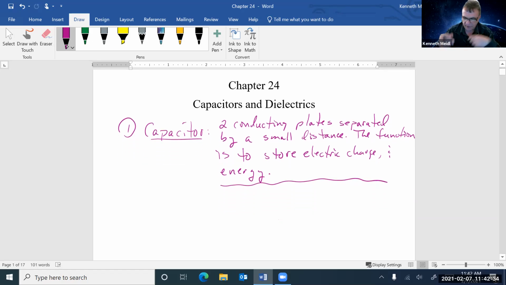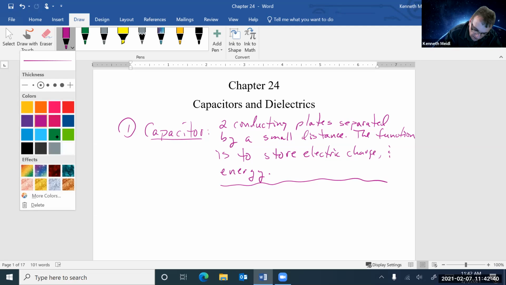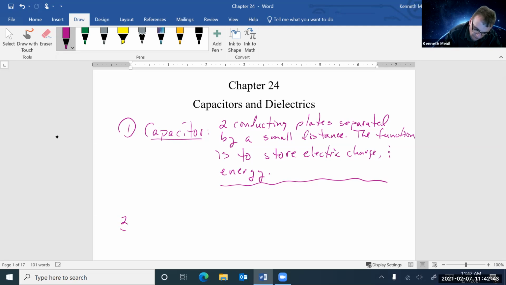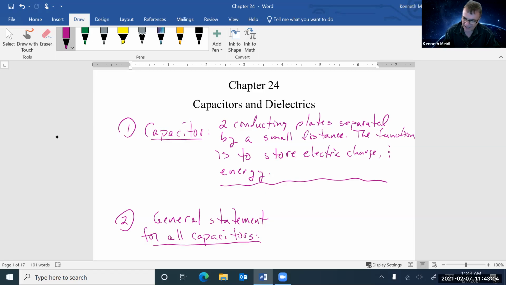What we need is a definition, mathematically, of what's taking place. This is a general statement for all capacitors, and it helps us define exactly what we mean by a capacitor. The name implies that it's holding something, right? And so we're putting electric charge on these devices.